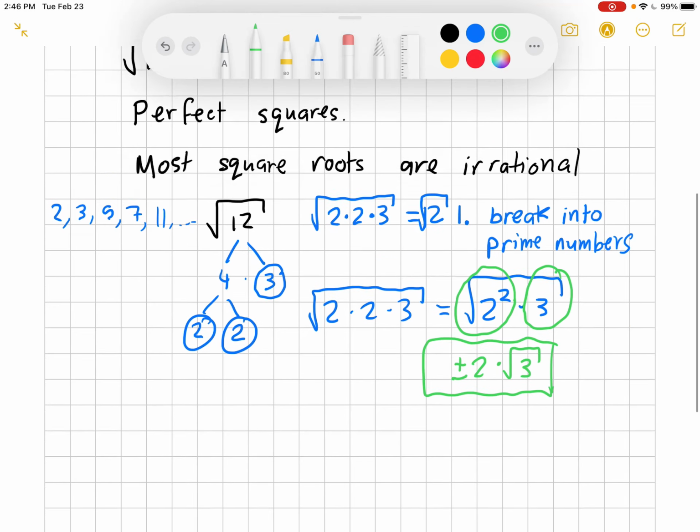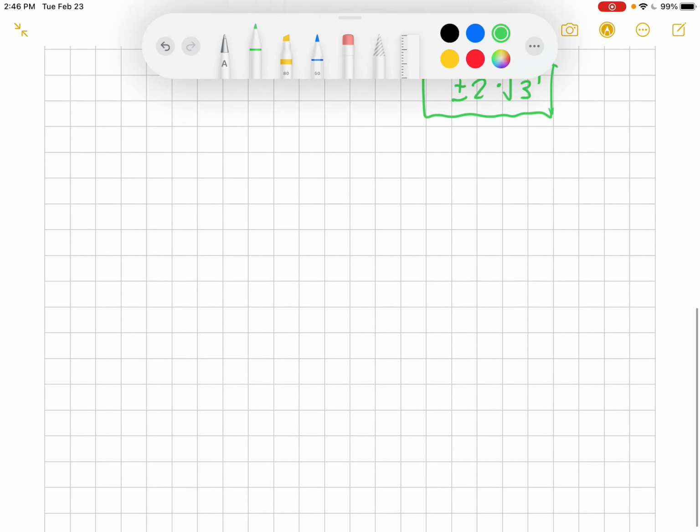We'll do 2 more examples. Let's go ahead and try the square root of 45. Now, once again, let's think of 2 numbers that multiply together to equal 45. In this case, that would be 9 and 5. 9 breaks down to 3 times 3. I notice that we have a pair of 3s. So we could rewrite that as 3 squared.